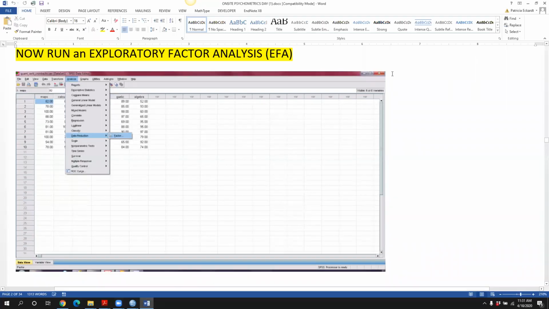So this is part 2 of the on-site psychometrics day, and we're going to run an exploratory factor analysis using SPSS. Okay, so remember, in exploratory factor analysis, you don't tell the computer what variables you think load on quant or verbal. You let the computer take those 6 variables and come up with a mathematical solution where they're trying to reduce the data, right? Parsimony is key. That's the whole intent.